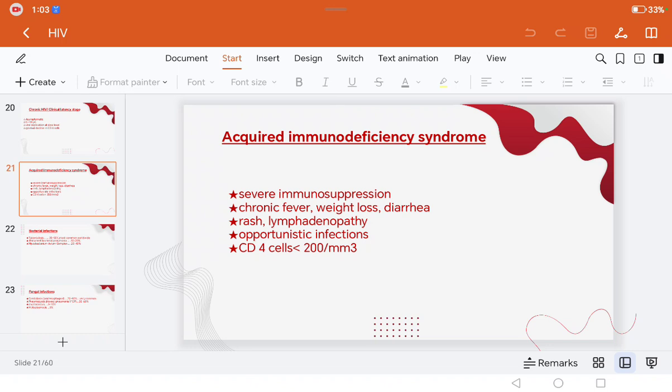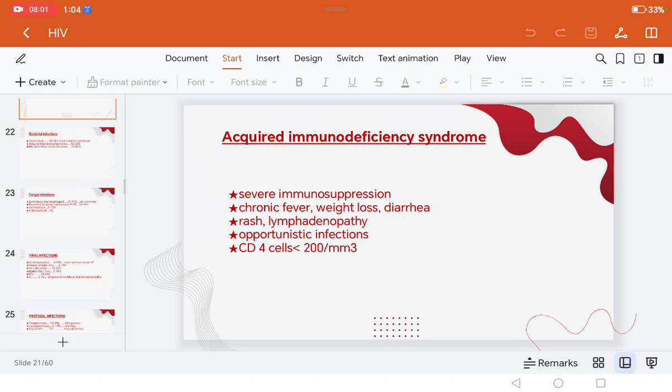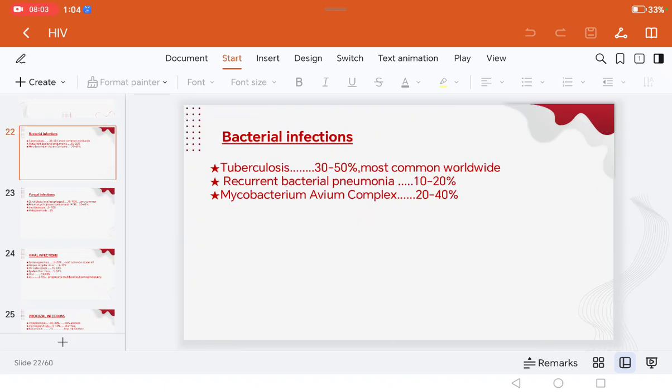There is chronic fever, weight loss, diarrhea, rash, lymphadenopathy, and there are opportunistic infections, especially when CD4 cells decline below 200. And if we look at the opportunistic infections, there are bacterial infections: tuberculosis constitutes 30 to 50%, the most common opportunistic infection worldwide.